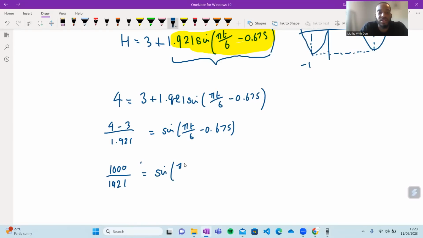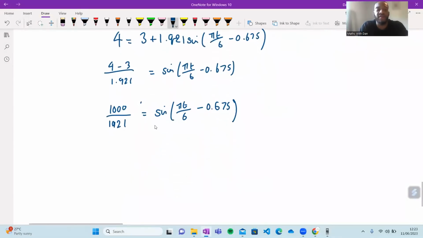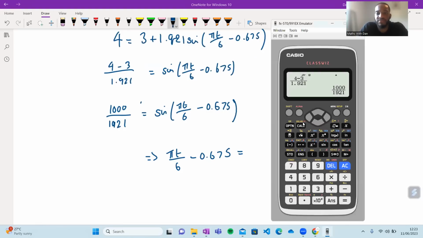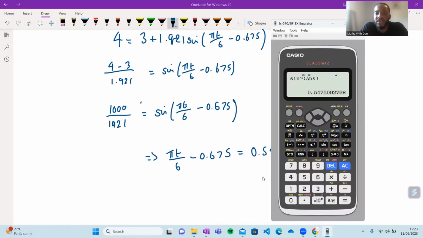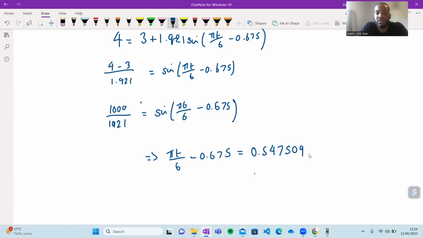So we're just going to take the sine inverse and see what we get. Now remember, our range for t is between 0 and 12. If I take the sine inverse of that, it will be pi t over 6 minus 0.675, and this will equal the sine inverse of this here. The sine inverse of answer gives me 0.547509. I'll do it to 6 decimal places.